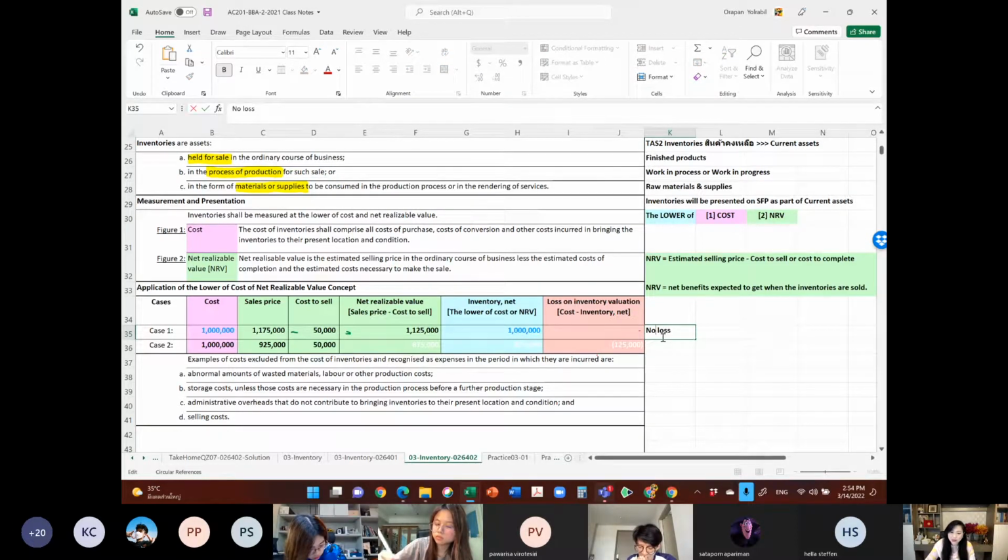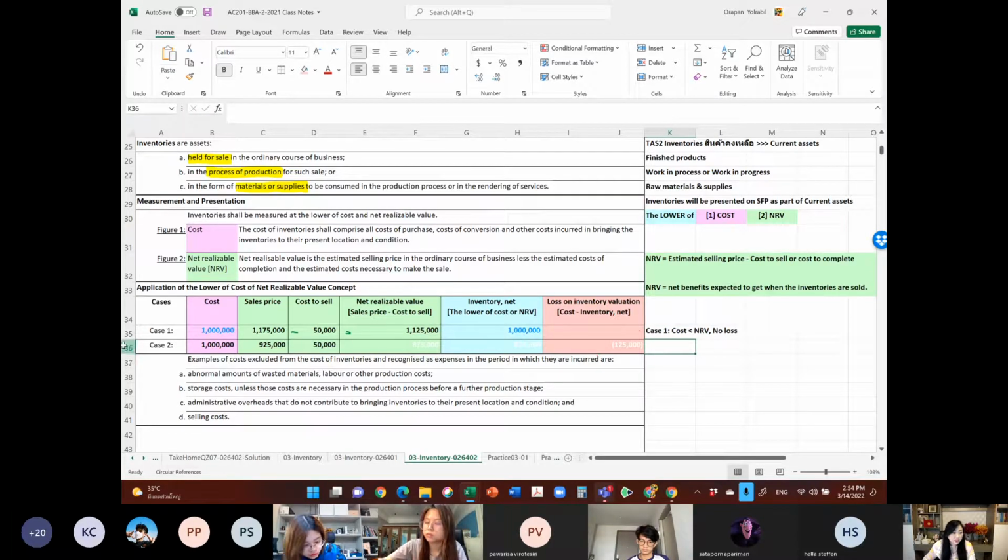So let me write it clearly. For this case 1, the cost is lower than the net realizable value. So here in this case, there's no loss. Yeah, it's good for the company, in fact.